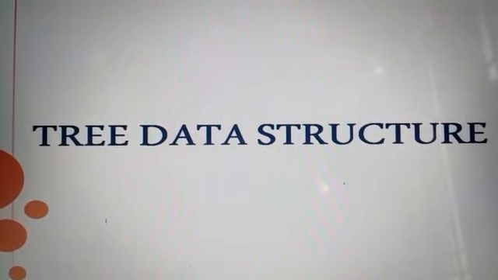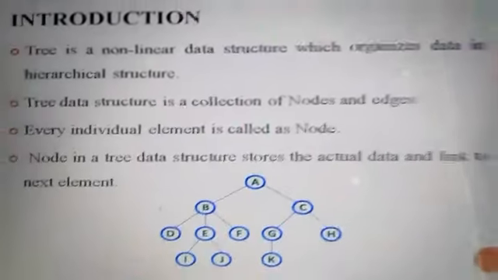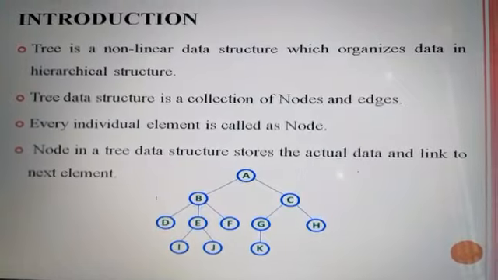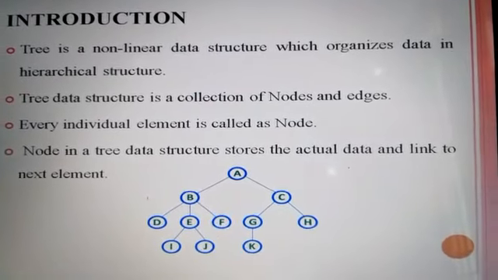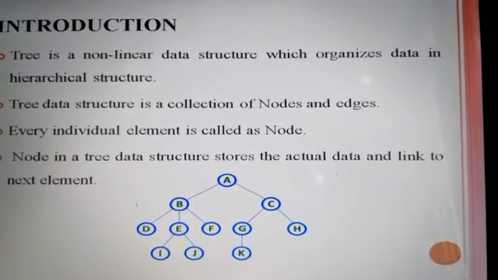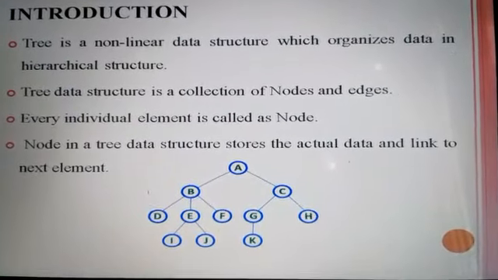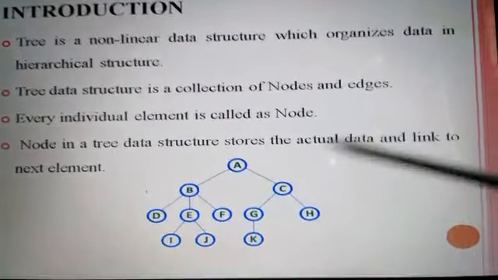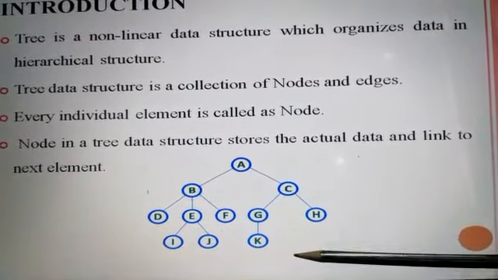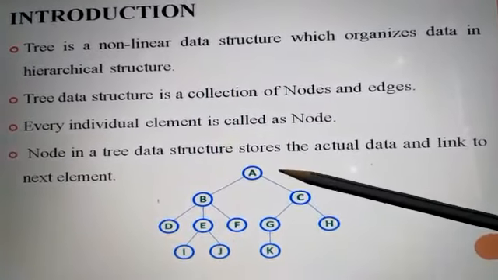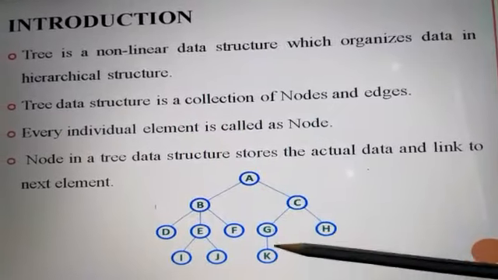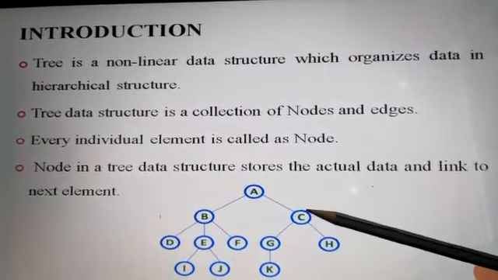In this session, I would like to share about tree data structure. Tree is a nonlinear data structure that does not store data in a linear way. Linear way refers to the sequential way. Tree data structure organizes the data in a hierarchical manner. These are examples of hierarchical structure, which means a parent, child, subchild, and so on.